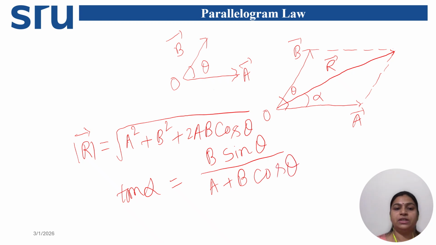Now if this angle alpha is between a and r, then we can write this formula as a sin theta divided by b plus a cos theta. So this is the representation of the resultant vector of the parallelogram law.